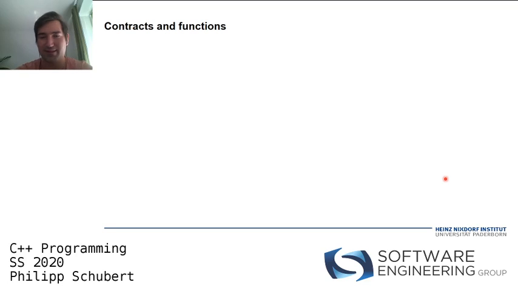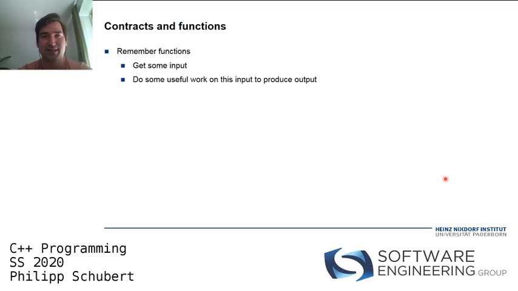Another view on dynamic assertions. You can also think of dynamic assertions as kind of contracts, and then there's a connection between contracts and functions. Let me explain what I mean by that. So of course you remember functions, hopefully. A function gets some input, it does some useful work on the input to produce an output, and then at the very end you return that output.